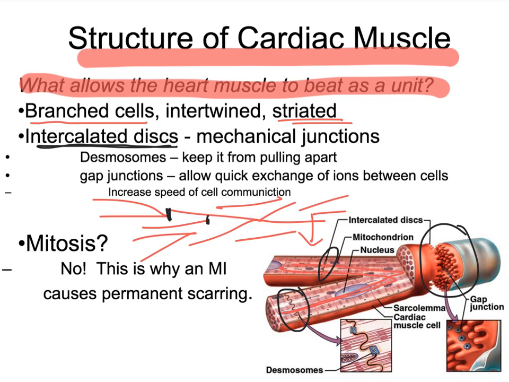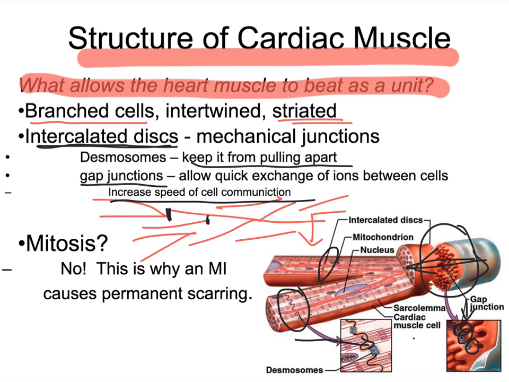One of them is desmosomes. Desmosomes are like stitches that hold those cells together. They keep them from pulling apart, so it keeps the heart together. The other thing is gap junctions. Gap junctions are little channels, a whole bunch of channels between the cells that allow ions to flow quickly from one cell to the other. So all the cells get the message at the same time. It increases the speed of cell communication.